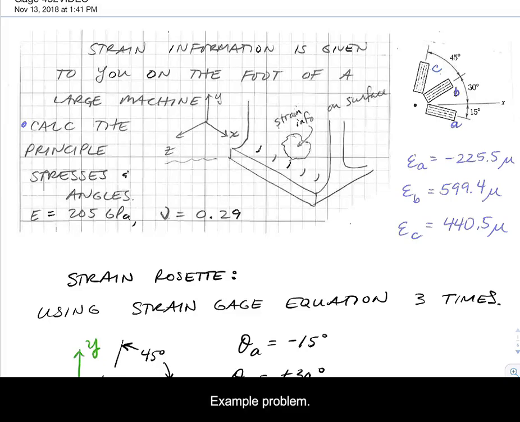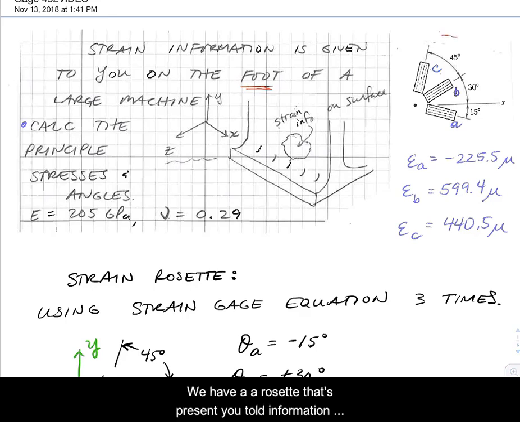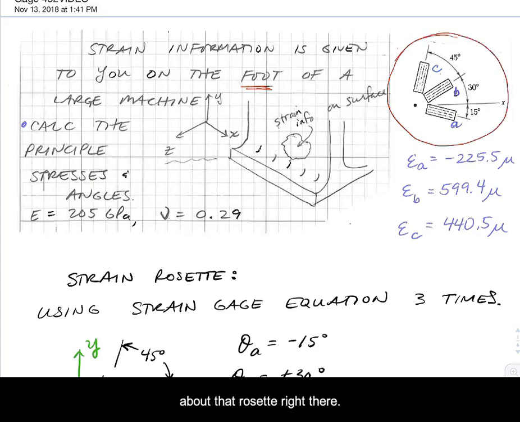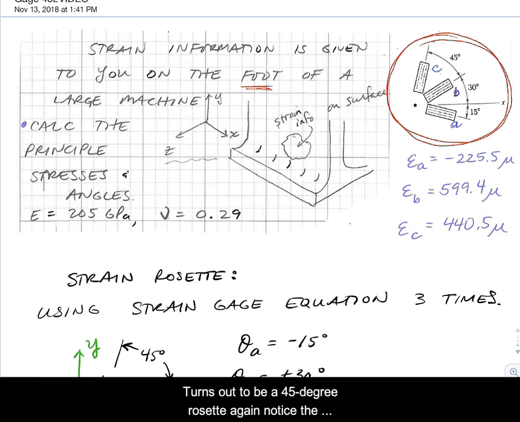So an example problem here will deal with strain information given to you on the foot, or again at some location on a large piece of machinery. So we'll look down here near the support. We have a rosette that's present. You're told information about that rosette right there. It just turns out to be a 45-degree rosette. But again, notice the orientation of the x-axis right there.